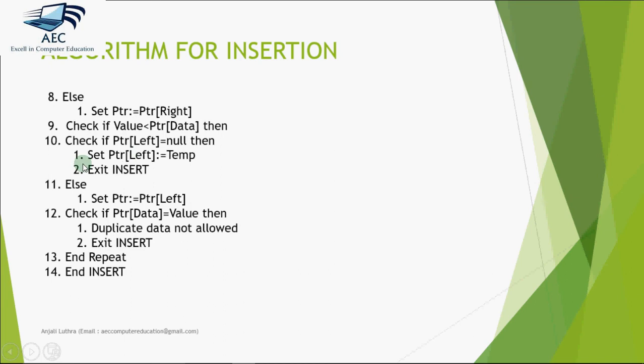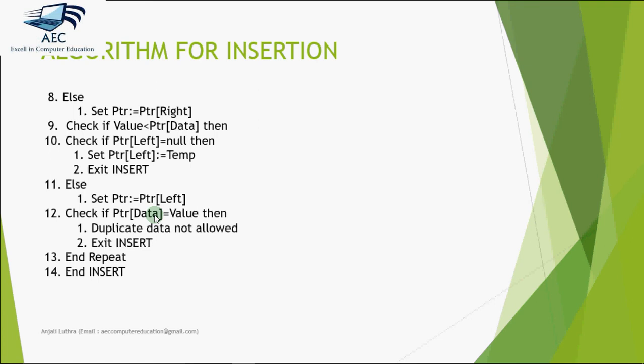Now, if it is not greater and it's not less, the values are the same. So as we discussed, duplicate values are not allowed in a binary search tree. So we just print that duplicate data is not allowed and we stop the loop. And this is the end of the repeat, meaning all these statements are repeated till the time either we find the position where the node has to be inserted or it concludes that it's a duplicate value. So it'll keep working like this.